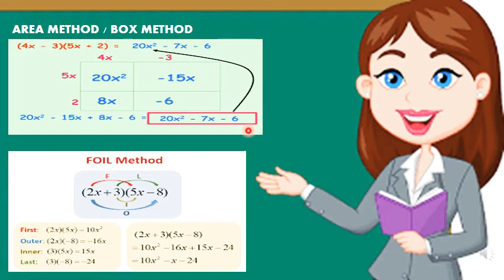Why is it called the area method? We are multiplying this binomial with this binomial, isn't it? So it is like L into B. This is the area of a rectangle, isn't it? L into B. That is why it is also called the area method.